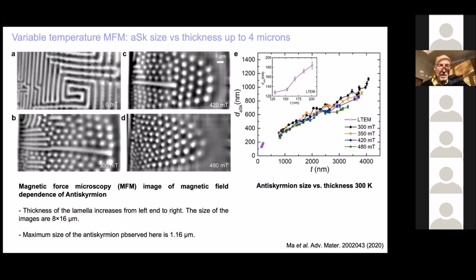And it's visually very obvious that the size changes from a smaller diameter on the left to the right. And if we plot the diameter of the skyrmions versus thickness, we see a monotonic increase all the way up to 4 microns. And it turns out there's a one-to-one correspondence between the diameter of the anti-skyrmion and the period of the helix. Now these anti-skyrmions become so large that we can detect them optically using Kerr microscopy.